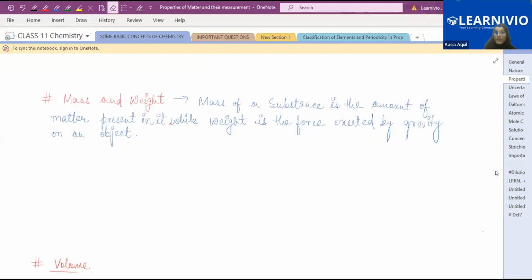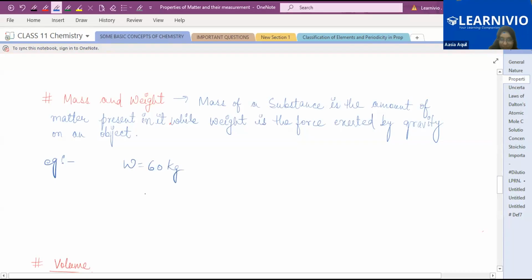That's the difference. Mass of any substance is the amount of matter present in our body, but weight depends on the force, which is exerted by gravity on any object, right? Suppose, for example, my weight is 60 kg. So what will be my mass?